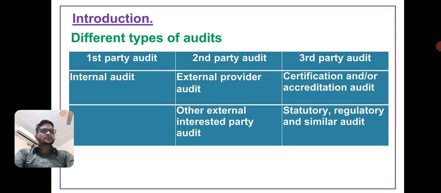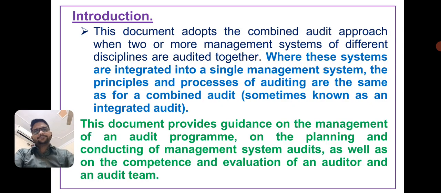Next is third party audit, that is certification audit or accreditation audit, or statutory and regulatory or similar audit. That comes in third party audit. Next is this document: combined audit approach, when two or more management systems of different disciplines are audited together. This document provides guidance on management of audit program and planning, conducting of management system audit, as well as competency evaluation of auditor and auditee, as earlier explained.